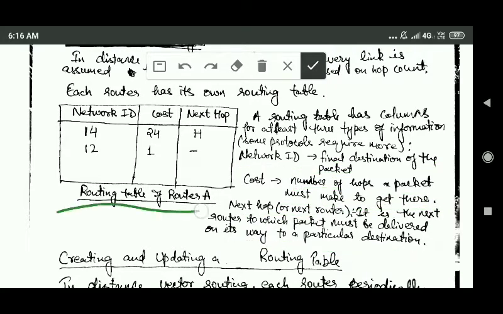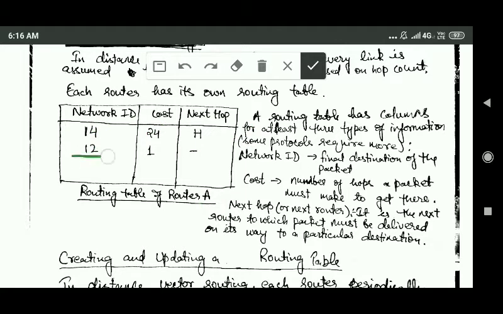Now consider this is the routing table of router A, and it has 2 entries. What do these entries specify? See the first entry. Here the value of network ID is 14, cost is 24, and next hop is H. So if a packet has to be sent from router A to the network whose ID is 14, it will take a cost of 24 units. And to transfer the packet from router A to network 14, router A will transmit this packet to the next router H.